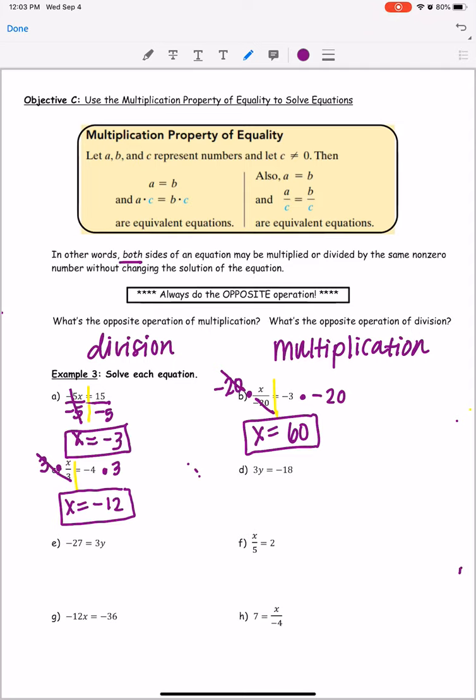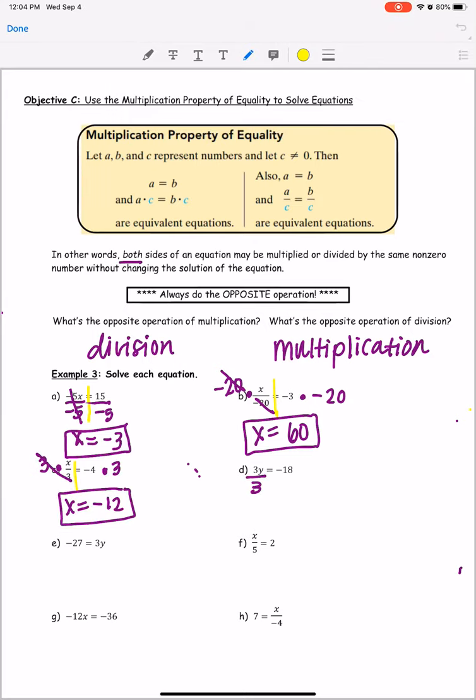On D, what is going on between my variable y and that 3? If I don't see a bar, if I don't see an addition, if I don't see a subtraction, the only thing I got left is multiplication. That is 3 times y when they're side by side right next to each other. So the opposite of multiplying by 3 is to divide by 3.